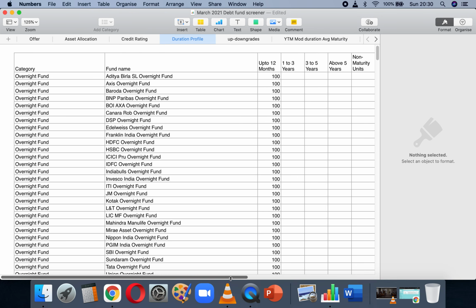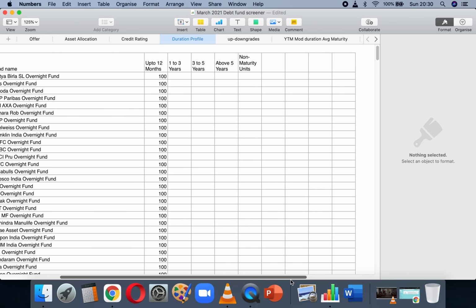And then you have the duration profile, similar to the credit rating profile. Again, you have the percentage of bonds that are held in up to 12 months. Obviously, overnight funds, all of them will be up to 12 months, 1 to 3 years, 3 to 5 years, above 5 years, non-maturity units and so on. Non-maturity means equity units or derivatives, etc.